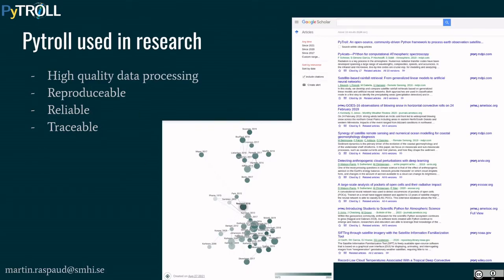Last but not least, I'd like to mention that Pytroll is used in research. High quality of data processing is given by having experts from the community contributing to the software development. Results are reproducible thanks to open source, and reliability is provided by well-tested code. And finally, the openly accessible version control provided by having the code on GitHub makes the software traceable. All these factors make for a successful Earth observation data processing framework for research.